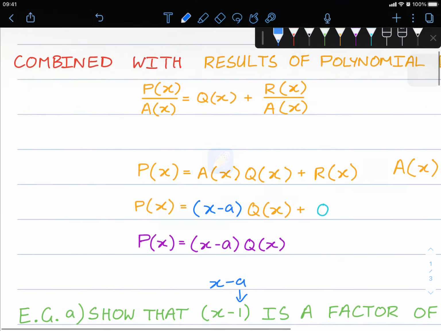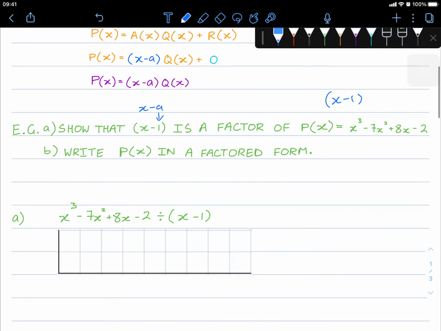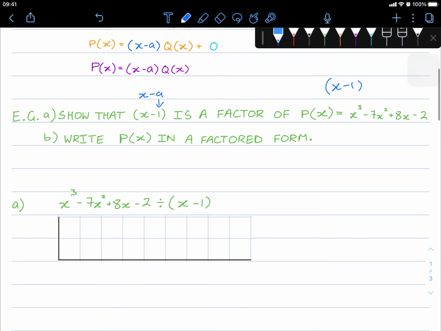So that means we've shown that it is a factor, so we can say that p of 1 is 0, therefore x minus 1 is a factor.